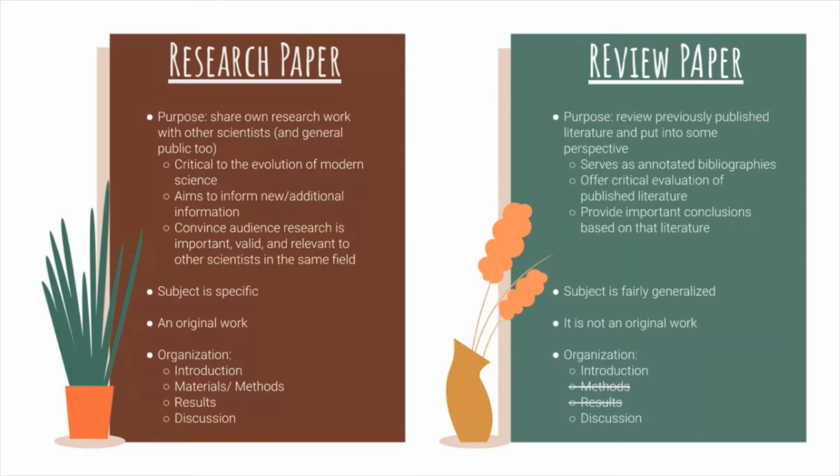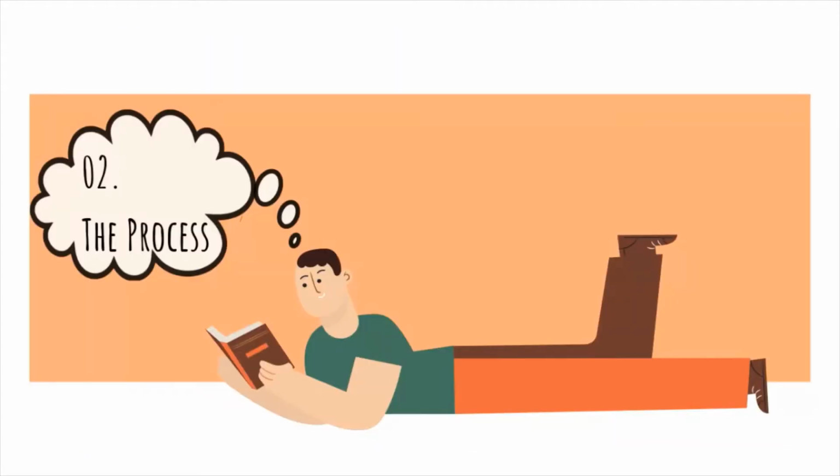I marked out methods, and I probably should have put a question mark beside it. Most of the time, you're not going to have methods for a review paper. However, for the times that you do, you would describe how you found all of your sources. Like, did you have criteria that are specified, that you just have to stay in this box? You can describe that in a short methods section. All right. And so now we're going to go through the process.